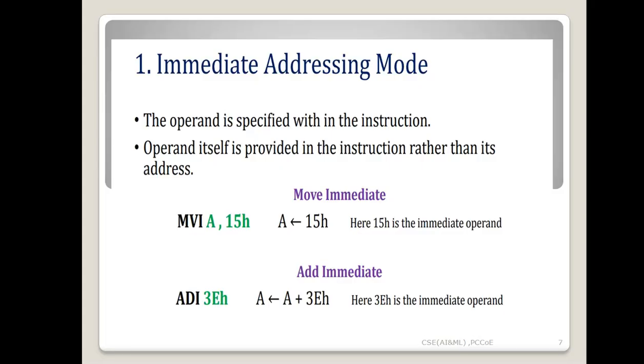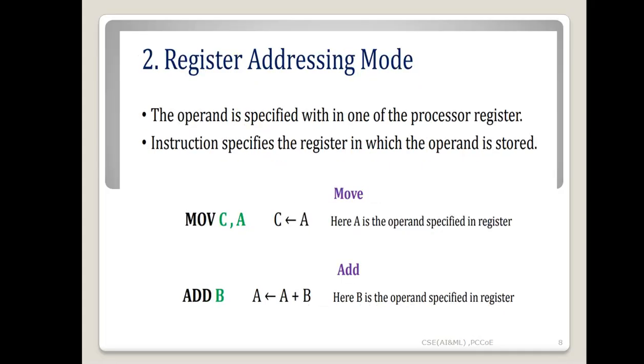For an example, let us see move immediate, MVI A, 15H. Here the data 15H has to be moved into register A, where this 15H is available in the instruction itself. One more example is add immediate, ADI 3EH, where 3EH is the data to be added to the A register. So A plus 3EH, this addition has to be moved in the A register. Here 3EH is the immediate operand.